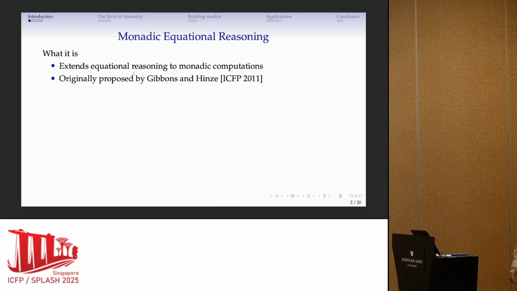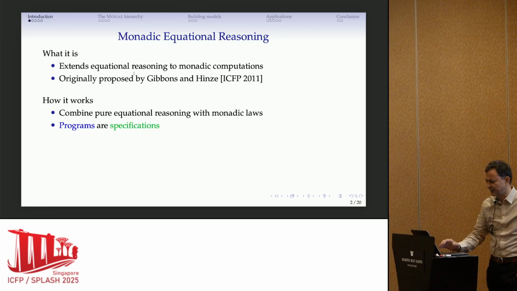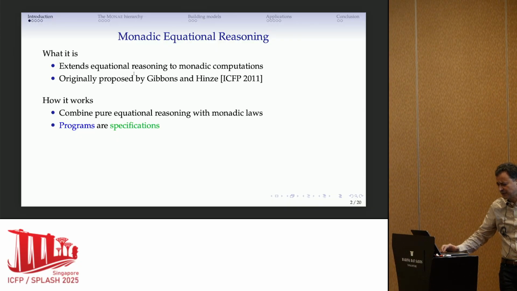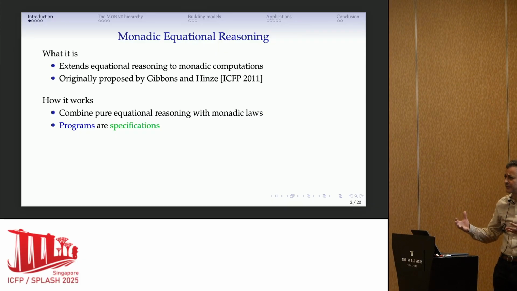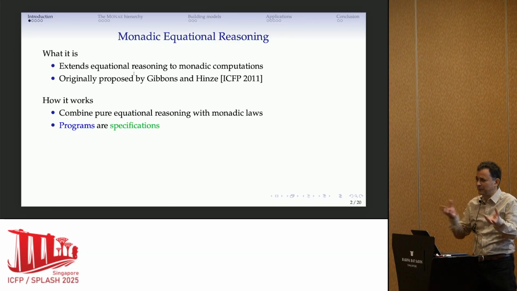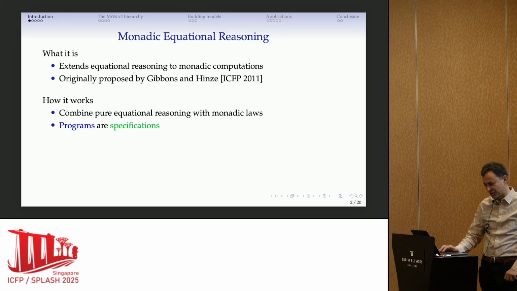What is monadic equational reasoning? It extends equational reasoning to monadic computations. It was originally proposed by Gibbons and Hinze in the same conference. Basically, it combines pure equational reasoning, which you probably have an idea what it is, with monadic laws. The basic idea of equational reasoning is that the programs are the specification. So if you want to prove that the program follows the specification, it will be equal to the specification.